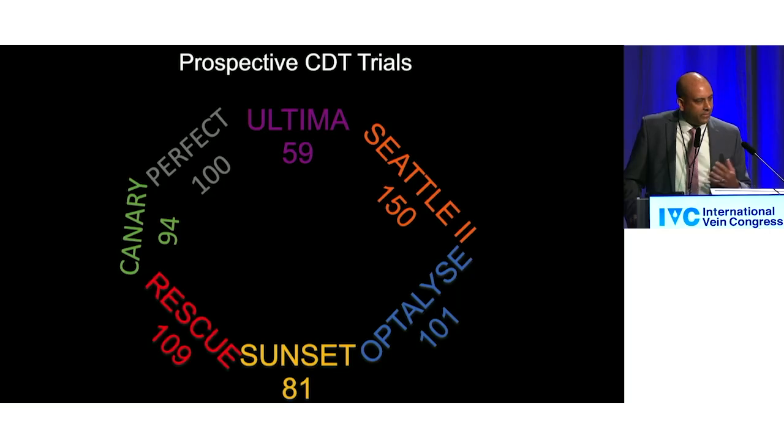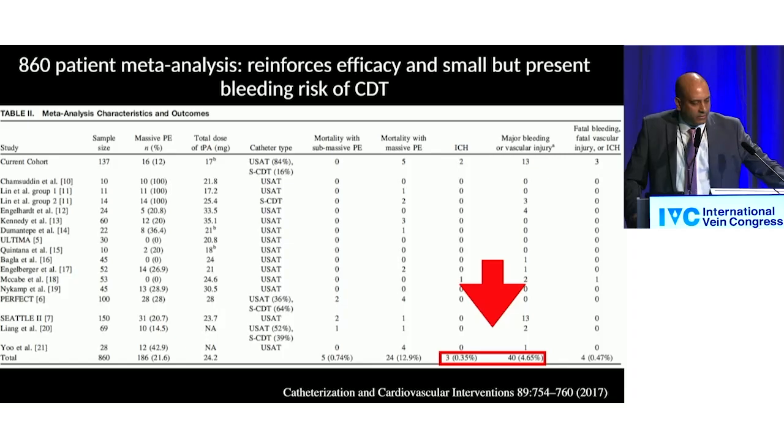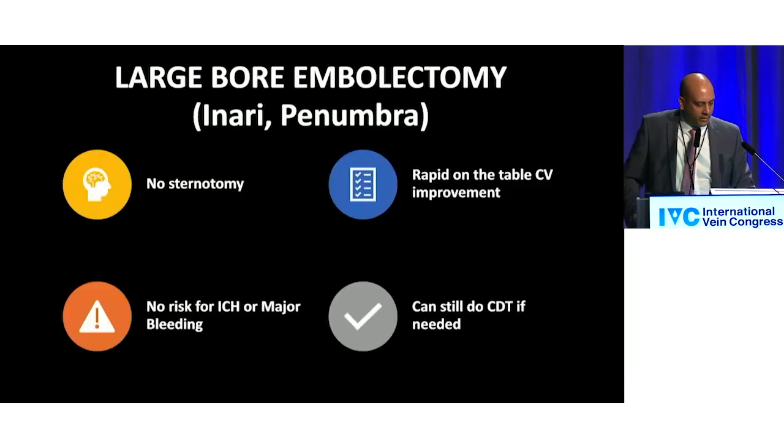There are a lot of prospective trials, from PERFECT to ULTIMA to SEATTLE and so forth, that showed that this definitely works, and there are various protocols: 1 hour, 3 hours, 6 hour, 8 hour, 12 hour, 24 hour, and so forth. But which one do I use and what's really the standard of care here? A nice meta-analysis came out in 2017, which showed a low bleeding risk with catheter-directed thrombolysis, and that it was actually quite effective. So we know it works. The question is, when do you do it, and is it better than other therapies that we have for PE?